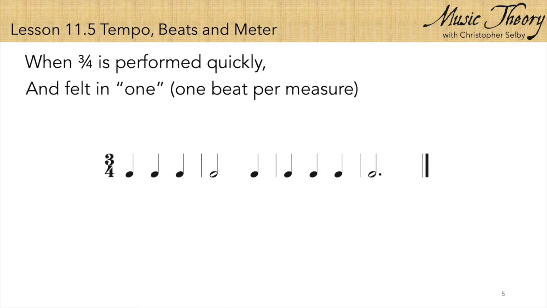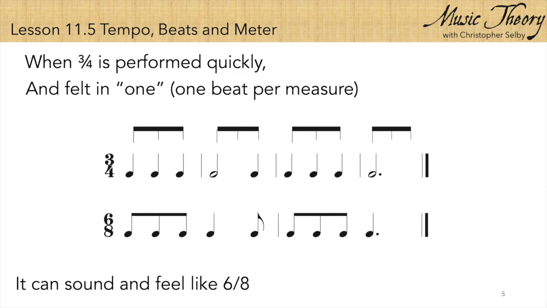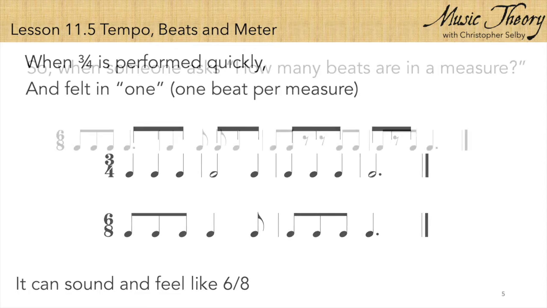However, when 3/4 is performed quickly and felt with 1 beat in a whole measure, it starts to feel and sound a whole lot like 6/8. For example, which rhythm am I singing? Ba, ba, ba, ba, ba, ba, ba, ba, ba. The answer is, it could be either one, because at the same tempo, they sound the same.